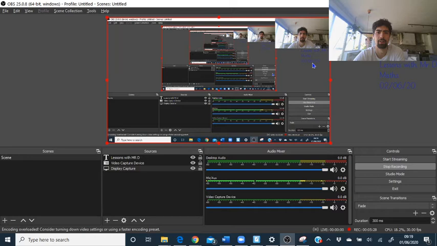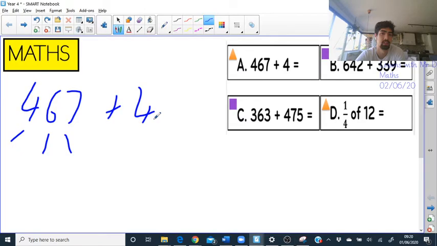We're adding 4. So again, you should quite easily be able to partition that: 400, 6 tens, 7 ones. We're adding on 4, and 4 is just 4 ones. So we don't necessarily need to hold this whole number in our head. We can maybe just add the ones and then see if we need to do any regrouping.